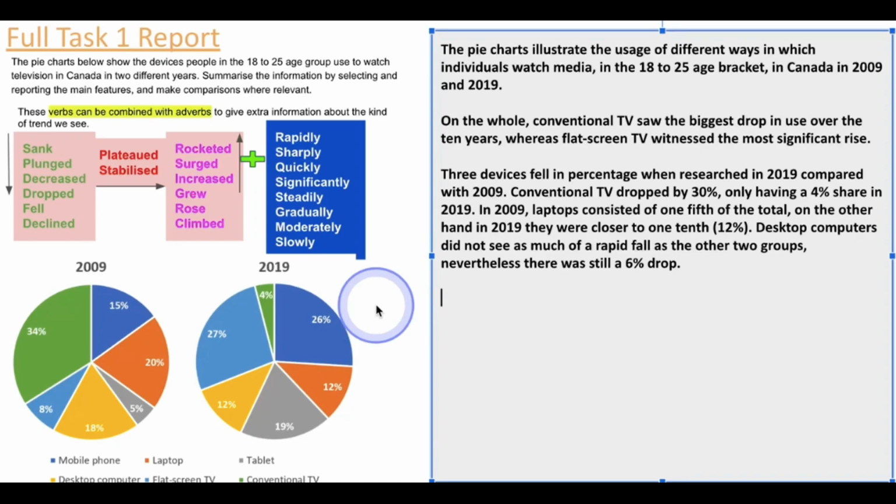Okay, let's read this back. 3 devices fell in percentage when researched in 2019 compared with 2009. Conventional TV dropped by 30%, only having a 4% share in 2019. In 2009, laptops consisted of 1/5 of the total. On the other hand, in 2019, they were closer to 1/10, 12%. Desktop computers did not see as much of a rapid fall as the other two groups. Nevertheless, there was still a 6% drop.